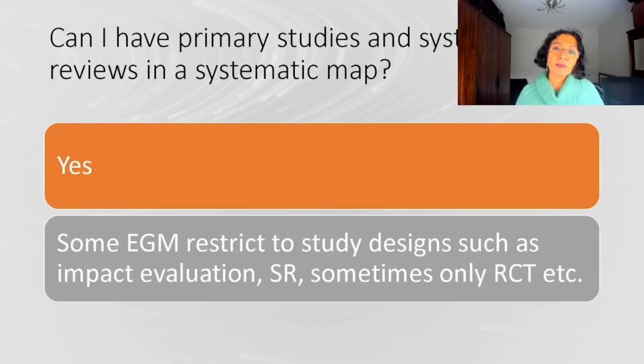Can I have primary studies and systematic reviews in a systematic map? Yes, we can have all types of studies in a systematic map. But you can see some of the evidence gap maps are restricted to particular types of studies. Sometimes you can see only impact evaluations, sometimes you will see an evidence gap map of only systematic reviews, etc.